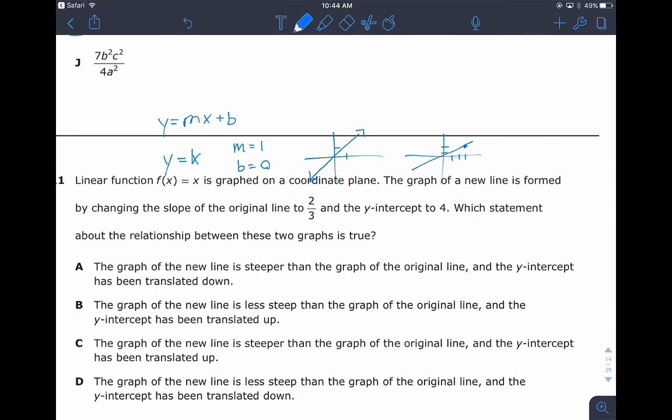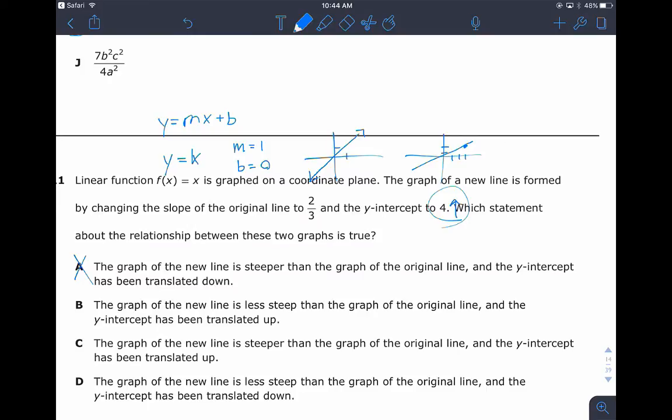So let's see here. The graph of the new line is steeper than the graph of the original line. I disagree with that. And then the y-intercept has been translated down. The y-intercept has actually been translated up here. If we're changing our y-intercept to 4, we're going from 0 to 4. That means you're going up. So both of those are opposite.